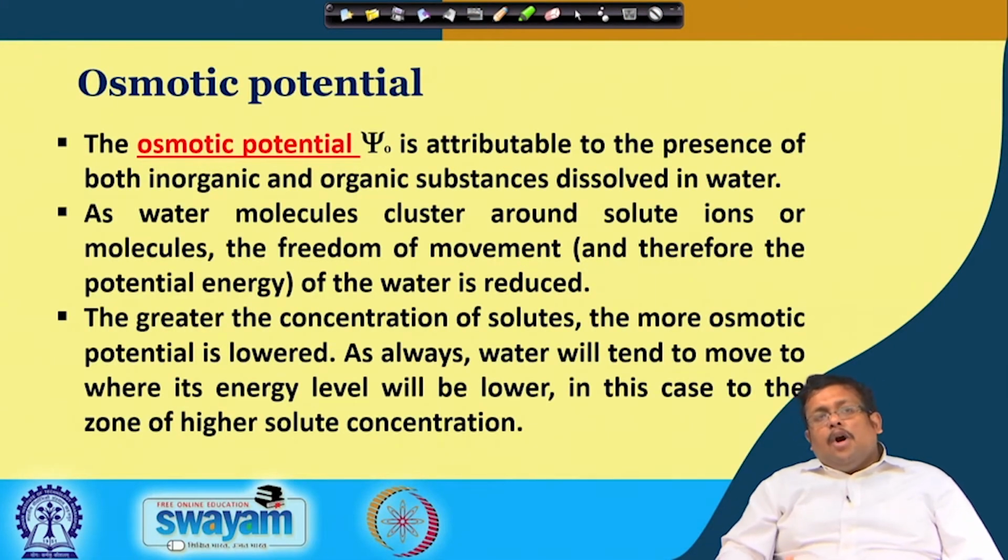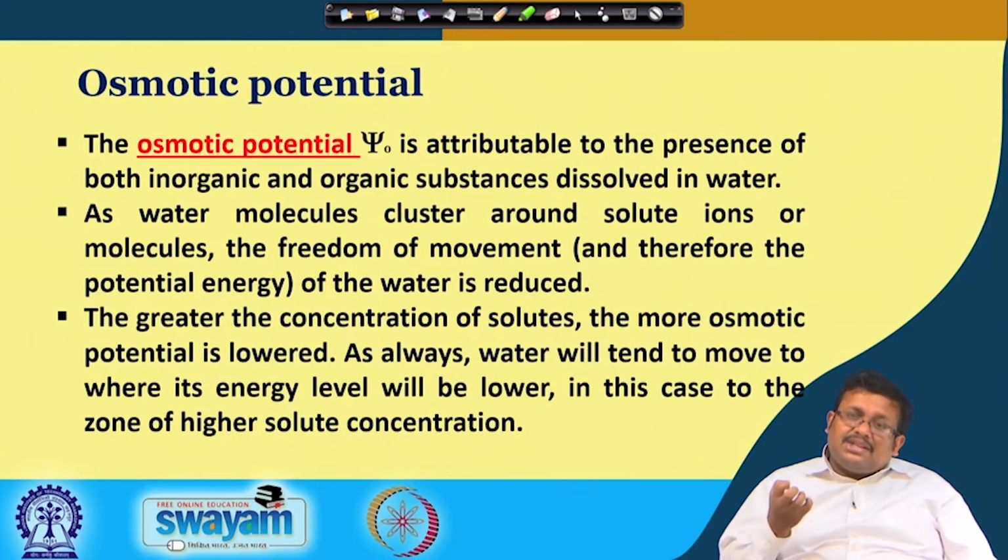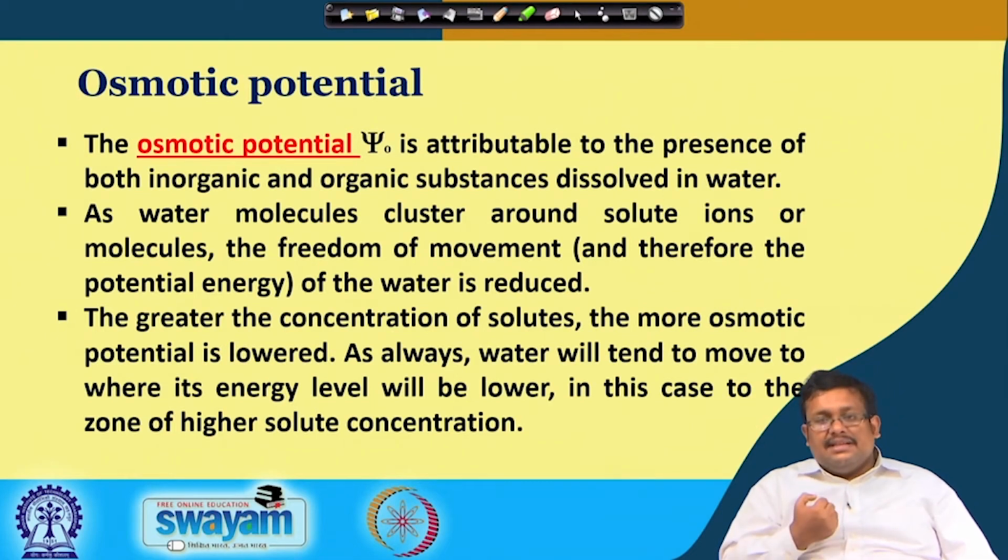Now, osmotic potential. The osmotic potential, or psi O, is attributable to the presence of both inorganic and organic substances dissolved in water. Remember that as water molecules cluster around the solutes or molecules, the freedom of movement of the water is reduced, or in other words the potential energy is also reduced. So, that is why osmotic potential is also negative, just like matric potential. In the case of matric potential, it is due to the attraction of the soil matrix to the water, and as a result the freedom of the water to move to any other place is restricted, and their potential energy gets decreased. So, this is why the potential energy of the matric potential and the osmotic potential is always lower than that of the reference state.